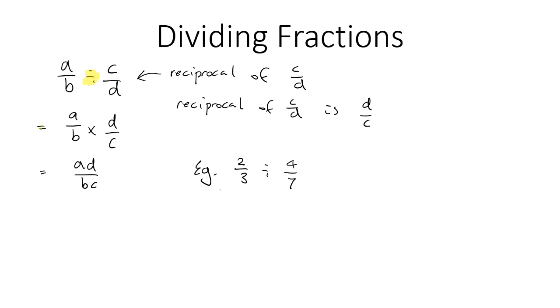The reciprocal of 4 over 7 is 7 over 4. Now we times it. 2 times 7 is 14. 3 times 4 is 12. Always check if you can simplify the fraction. In this case, the common factor is 2, so we divide by 2. So we're left with 7 over 6. That's the answer to our first question.